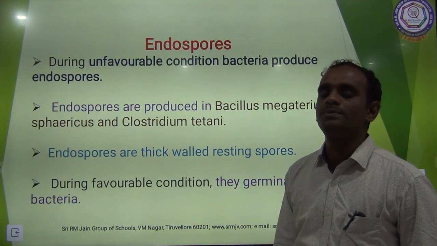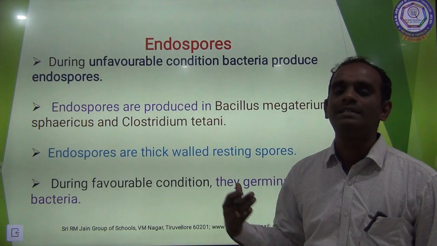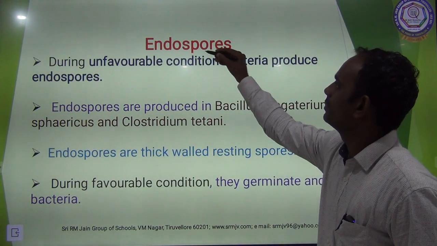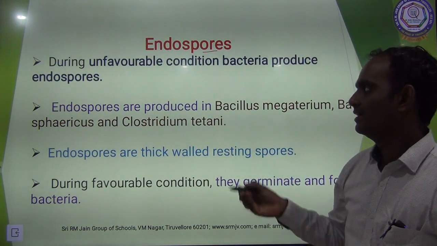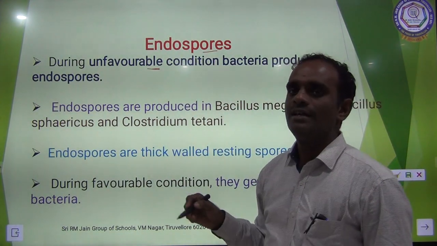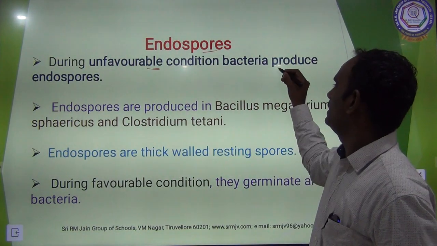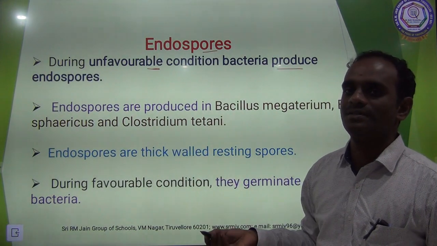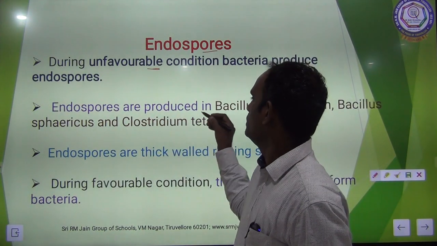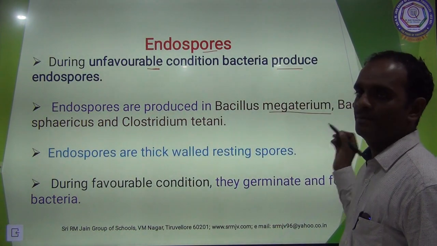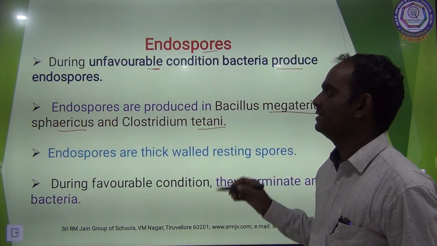The next one is endospore formation. It is also one of the asexual methods in bacteria. Formation of a spore inside the bacterial cell is called endospore. During unfavorable conditions, bacteria produce endospores inside the cell itself. Endospores are produced in Bacillus megaterium, Bacillus subtilis and Clostridium tetani.